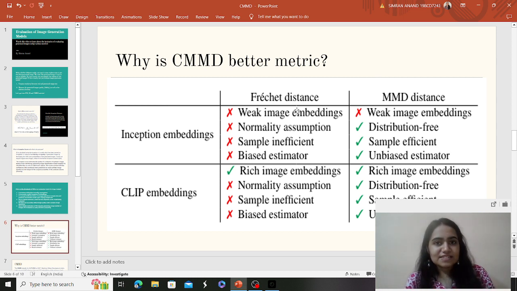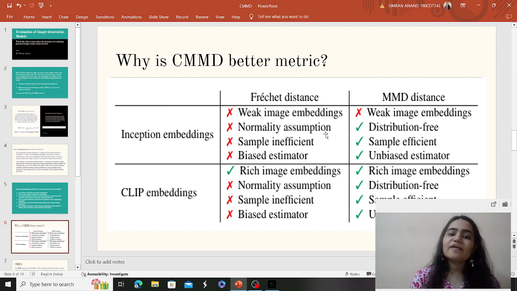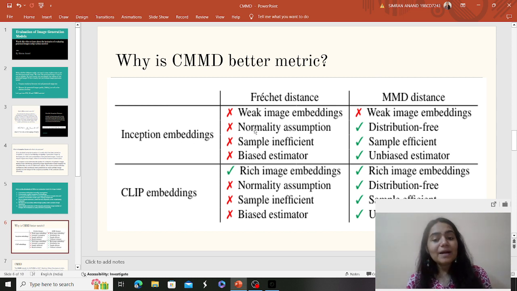Fréchet distance, with these two combinations, gives you weak image embeddings. The next is the normality assumption. I've already covered the disadvantages of FID. Over there I explained that weak image embeddings are for inception embeddings firstly, and the normality assumption is that the P and Q, the two image set distributions you have, belong to multivariate normal distributions, which is not practically possible. What if they are not normal distributions? So that is an assumption which is made here.